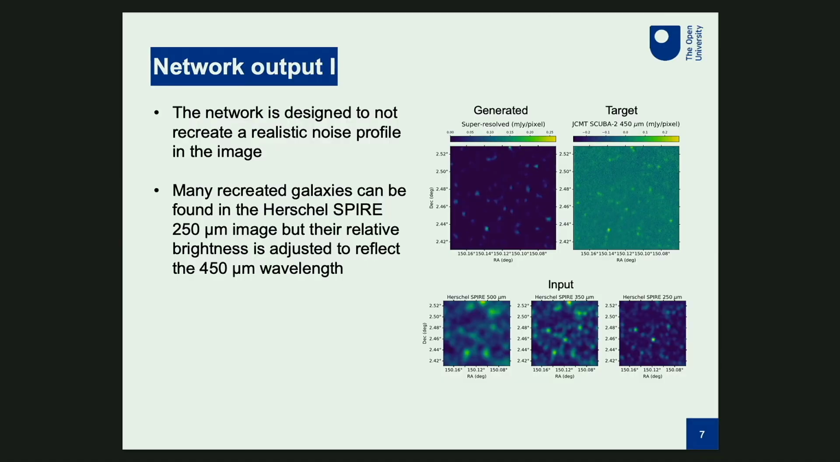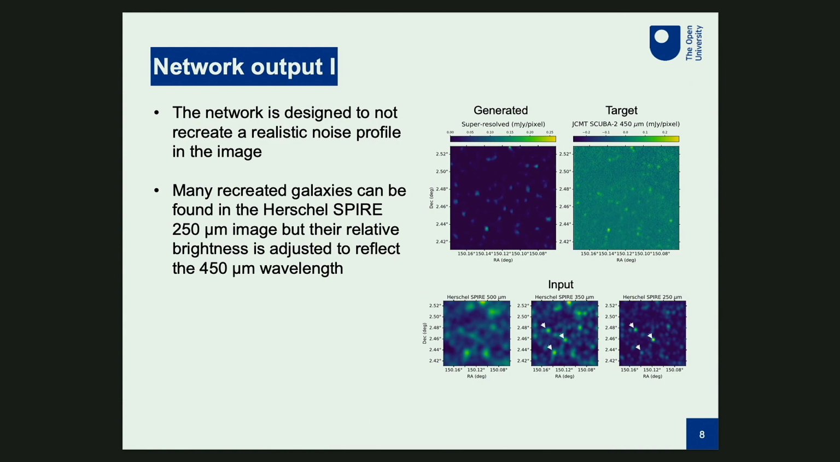When we then look at our generated data and at some of the sources we can see in it, and then look at the same positions in the input data, we can often find the sources that we see in the generated data. We can often see sources at those positions in the higher resolution Herschel SPIRE bands, the 250 micrometer band and partially in the 350 micrometer band.